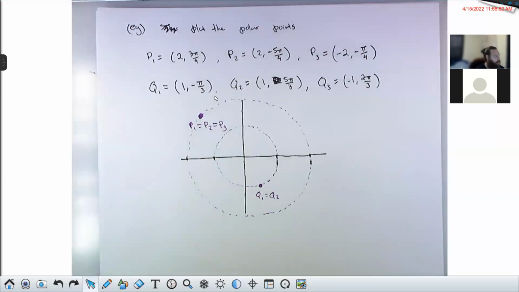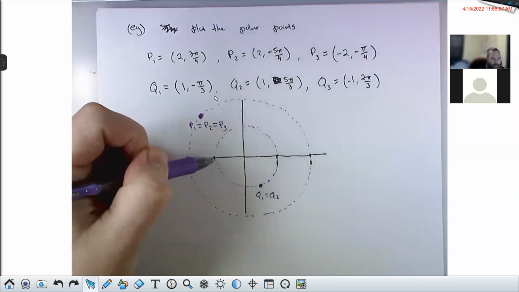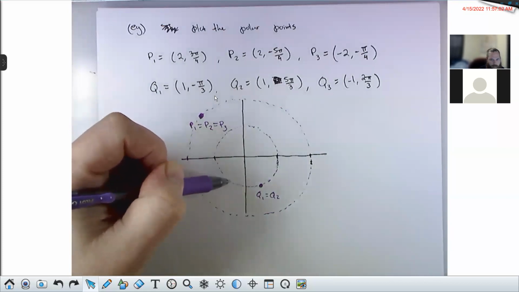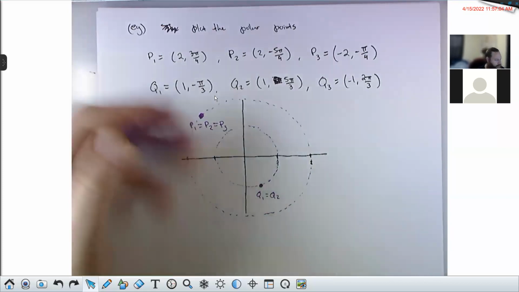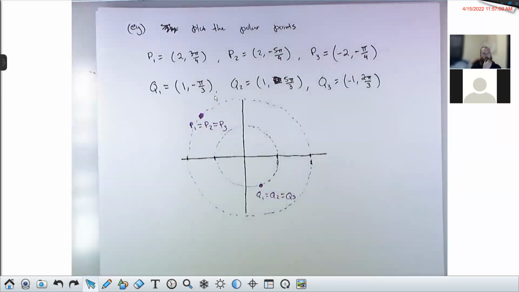What about Q3? Well, Q3 says start over here at -1, go left here, -1 along the polar axis, and then rotate by 1 pi over 3, 2 pi over 3. Yep. Same point. So polar coordinates are not unique. Cartesian coordinates are unique, and that's a very nice thing. In mathematics, we love it when things have unique representations.